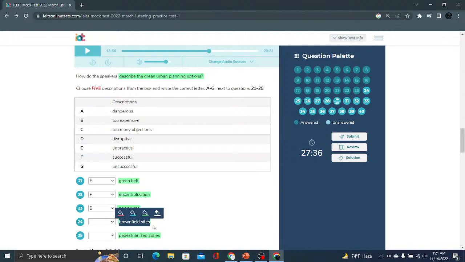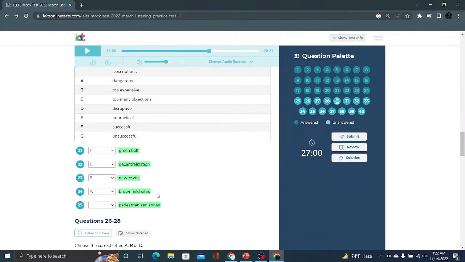So what do you think the answer would be? I think it is dangerous, as he was mentioning that there have been issues with safety. So it's not that there is a lack of safety. That's why the answer would be option A, dangerous.